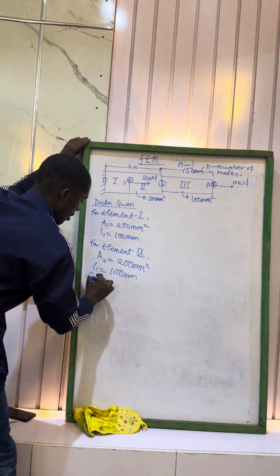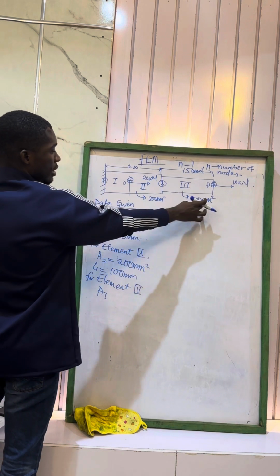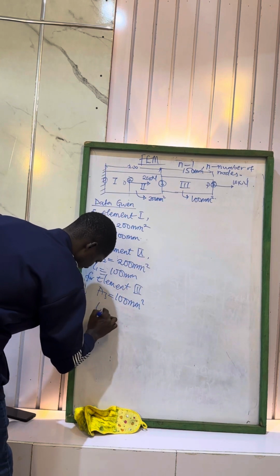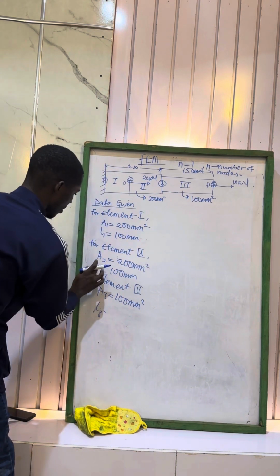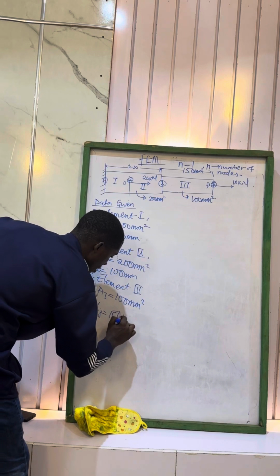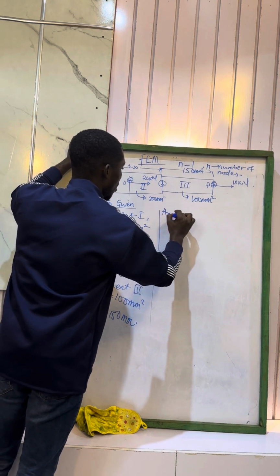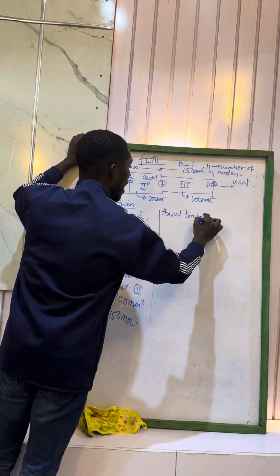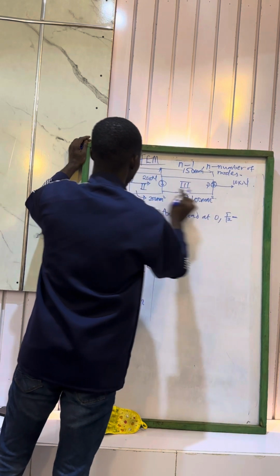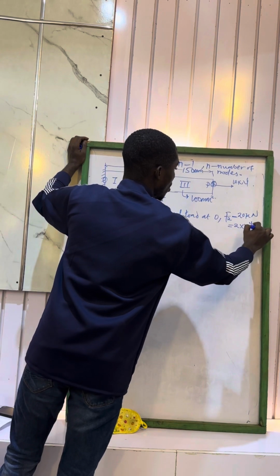So for element 3, the A3, which is the area of this, is given as 100 millimeter squared, and the length, this is length 2, length 3 is given as 150 millimeter. So the general parameter we've been given is the axial load at O. Let me call it F. So this will be F1, F2. Let me call it F2, which goes to 20 kilonewton. And we know that 20 kilonewton is the same thing as 2 times 10 to the power 4 newton.